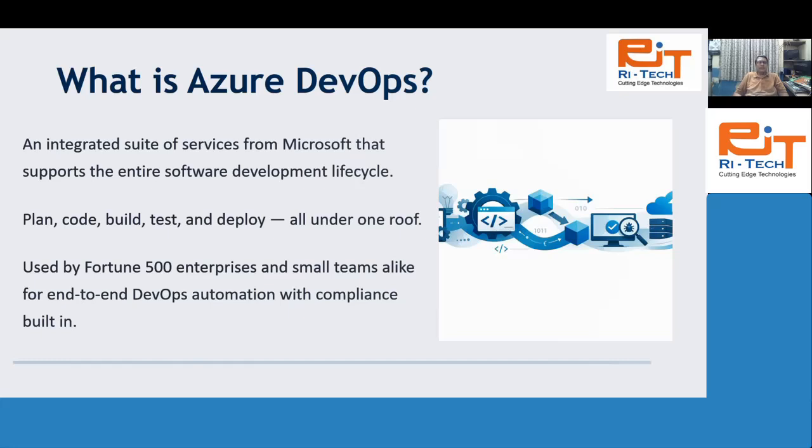So you get all these DevOps features, DevOps characteristics, DevOps behavior, DevOps stages, DevOps artifacts, everything together under one roof. So plan, code, build, test, and deploy. It is used by Fortune 500 enterprises and small teams for end-to-end DevOps automation with compliance built in. So it's again a popular product and many companies are using this. We are from an Azure background, so we'll use Azure DevOps to implement CI/CD.